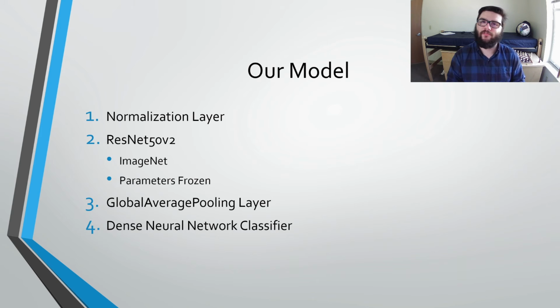The first was very simply just a normalization layer that takes all the pixel values in each of the input images and just converts each value to be on a scale between -1 and 1. That really just makes things easier.